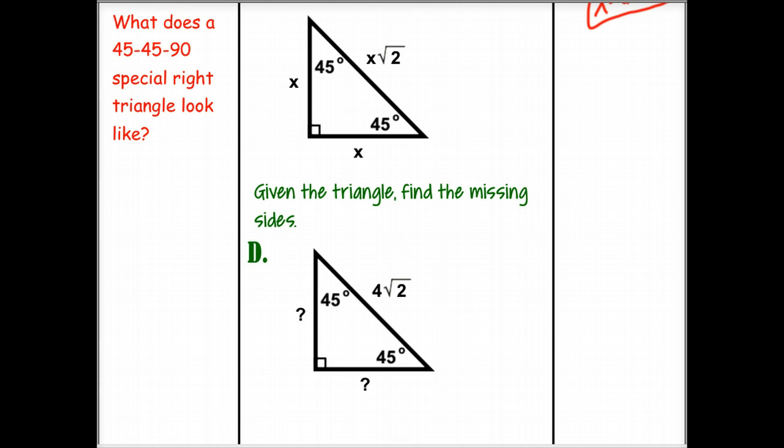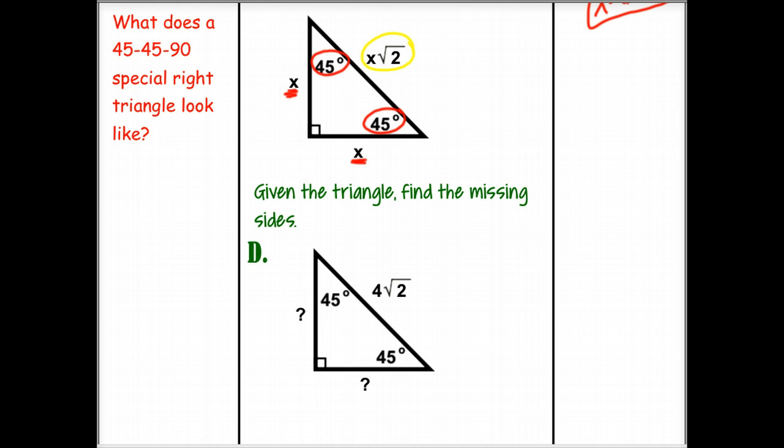If we have a 45, 45, 90, that means that the legs here will be the same matching length because the opposite angles are matching, and that this hypotenuse will be that leg length times the square root of 2.